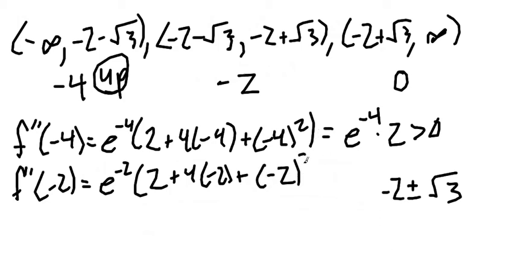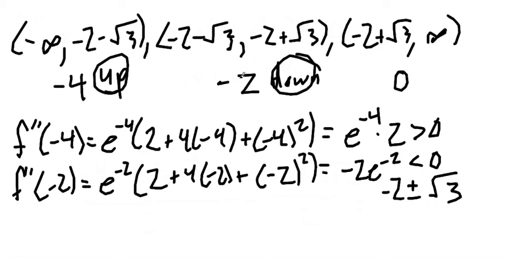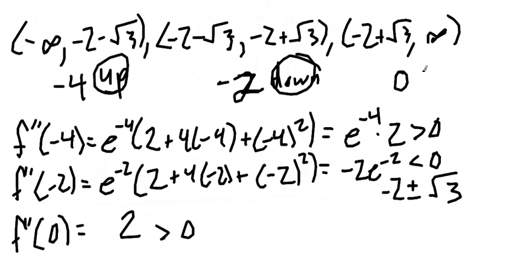I already evaluated this when I did the second derivative test. This is equal to negative 2e to the negative 2. That's negative, so that means that it's concave down over here. And f double prime of 0, again, I already figured out that that was equal to 2. So that's positive, which means we're concave up over here. Great. Fantastic. That's it.